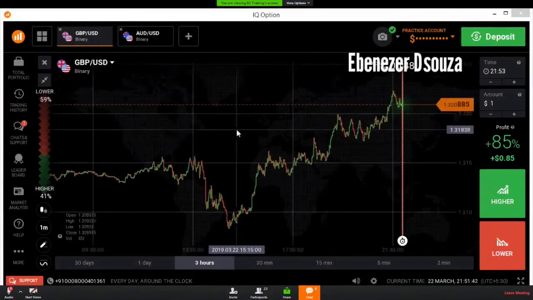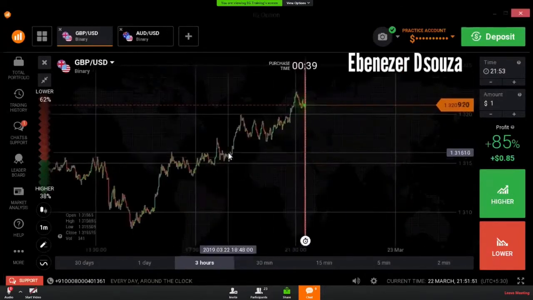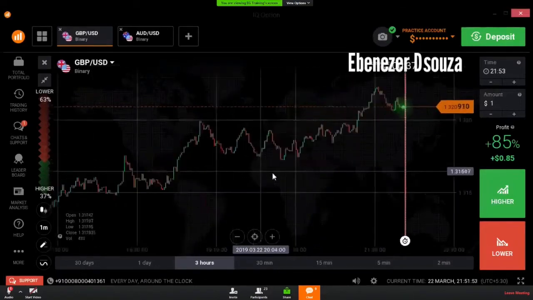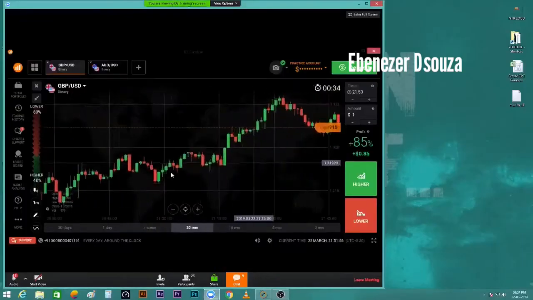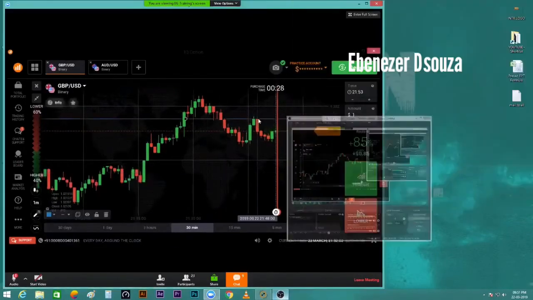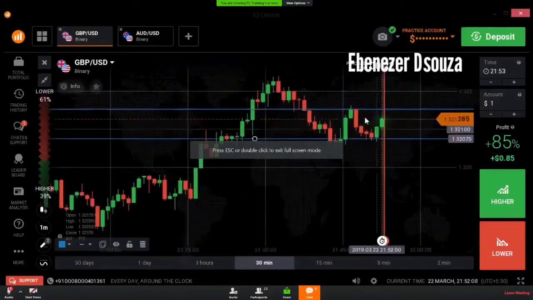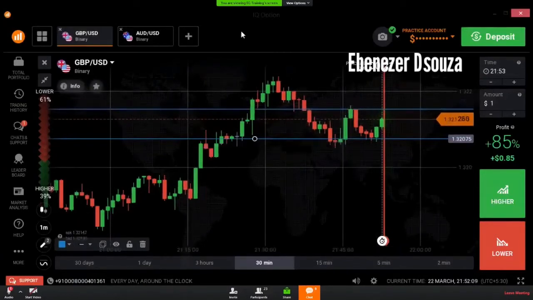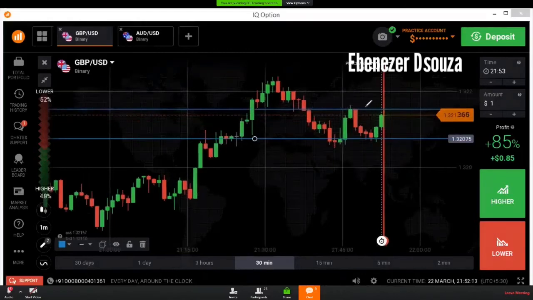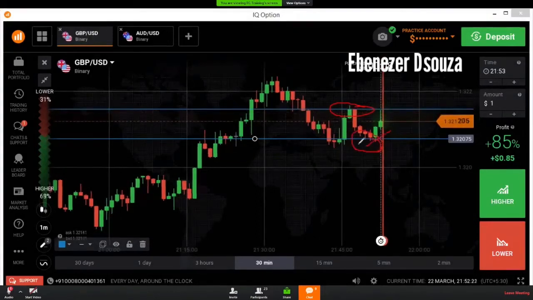Okay, I'm going to start today's session about seller's area and buyer's area. In the market, I already explained about support and resistance level. The resistance level is called a seller's area, and the support level is called a buyer's area. I already explained this point.